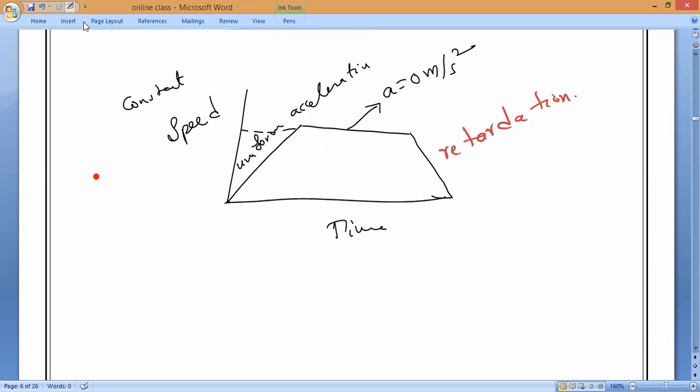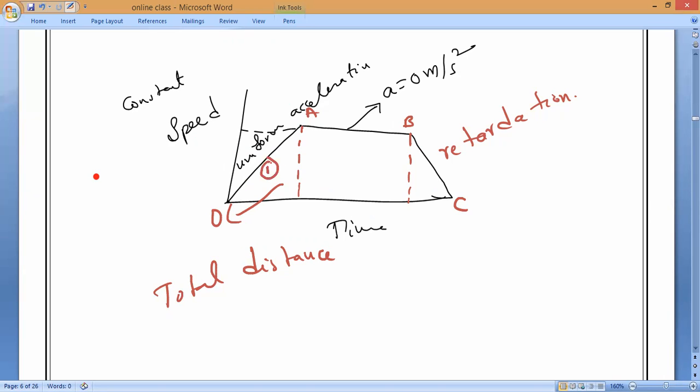Understand, everyone? Now, if you notice, I want to find the distance of this total journey, the total distance. How can I find it from this graph? Let me take this as point O, this as point A, this as point B, and this as point C. Can I segregate it into 2 triangles plus 1 rectangle? Is it right or wrong? So if I find the total distance traveled by the body, then you will find the uniform velocity in this case.